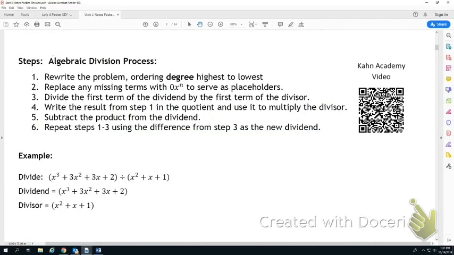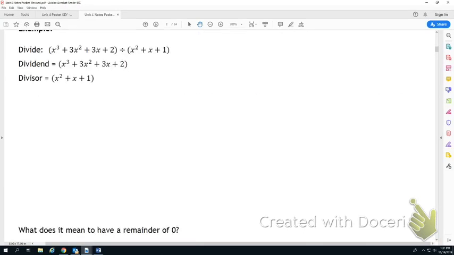So, first thing I need to check on my dividend and my divisor is that it does not skip a term. Whatever the highest exponent is, I just need to count down to make sure it's not skipping a term. My dividend, I got 3, 2, 1, 0. My divisor, I've got 2, 1, 0 for my exponents of x. So I've got x squared plus x plus 1 divided by x cubed and all that stuff.